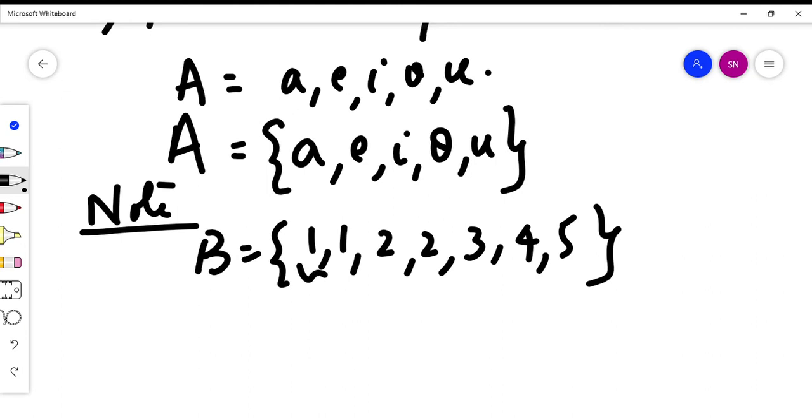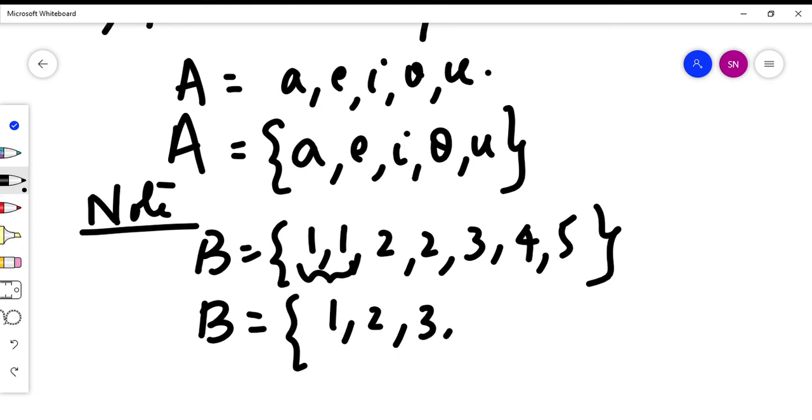Here, repetition of elements is not allowed. So whenever you have something like this given in the question, you will write your set newly as 1, 2, 3, 4, and 5. So it is {1, 2, 3, 4, 5}. So here repetition of elements inside a particular set is not allowed. Hope this is clear. Very important note.